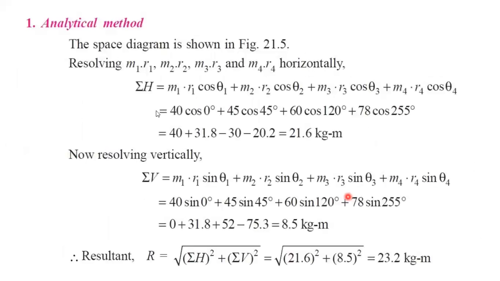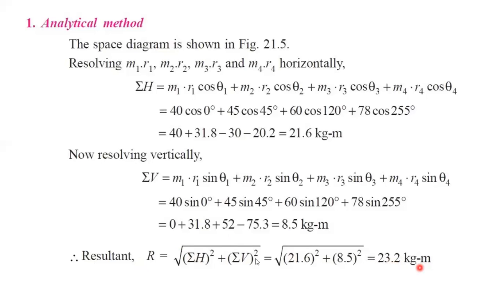Now first of all, we will do the analytical method. If we resolve the masses horizontally and vertically, the summation of horizontal forces will be M1 R1 cos theta, and vertical will be with sin theta. This is the formula. We know all the values, theta 1, theta 2, theta 3, theta 4. If you substitute, you will get 21.6 kg meter horizontally. If we resolve vertically, substituting all the values, you will get 8.5 kg meter. The resultant R is equal to the root of summation of horizontal forces square plus summation of vertical forces square. Finally you will get a resultant value of 23.2 kg meter.